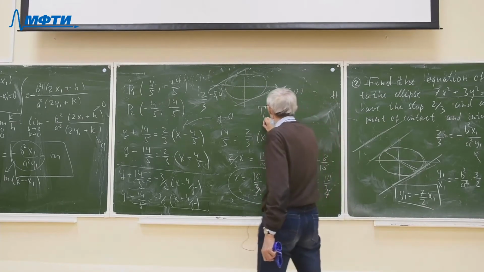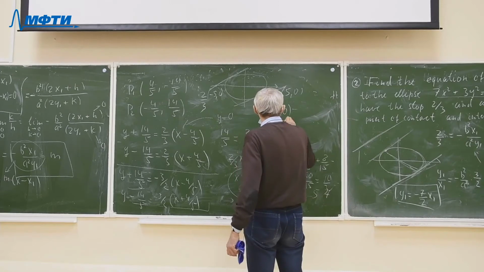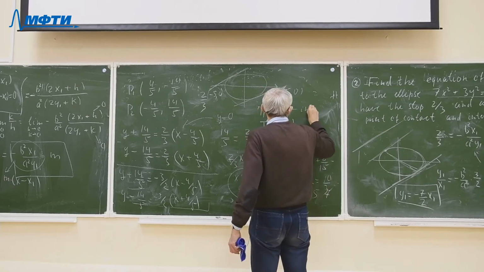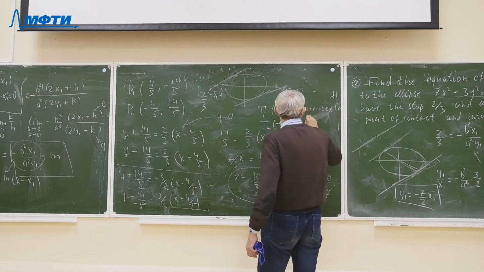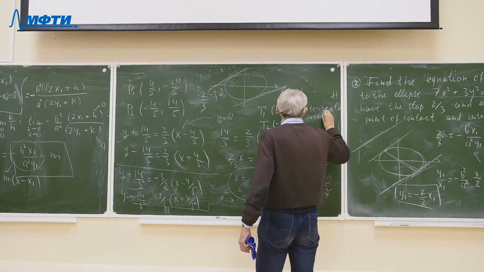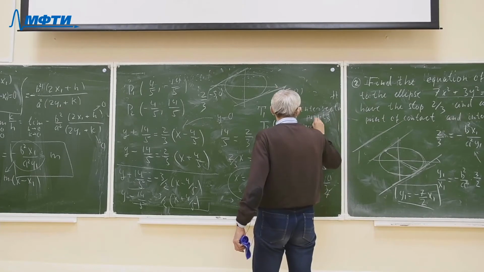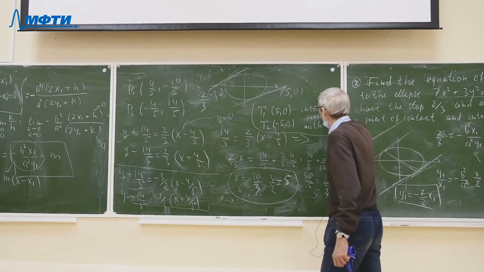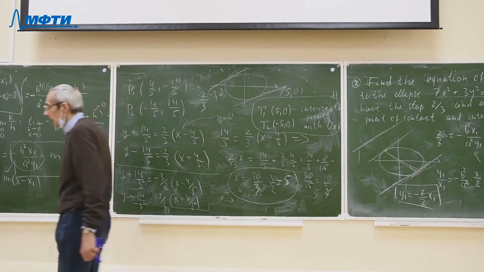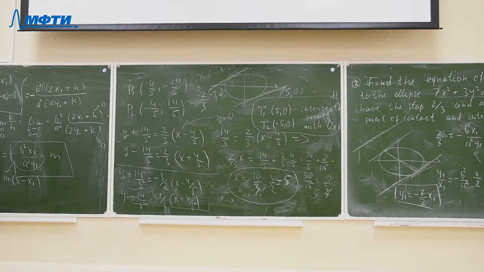T1, T2 minus 5, 0. Intersection points with Ox. Question maybe?